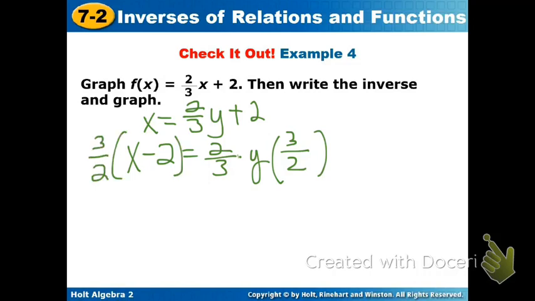So now we have to do what? Distribute. So 3/2 times x is just 3/2 x. Now what happens when you multiply the 3/2 times the negative 2? You get a negative 3. And these cancel out, and you're just left with 1y.